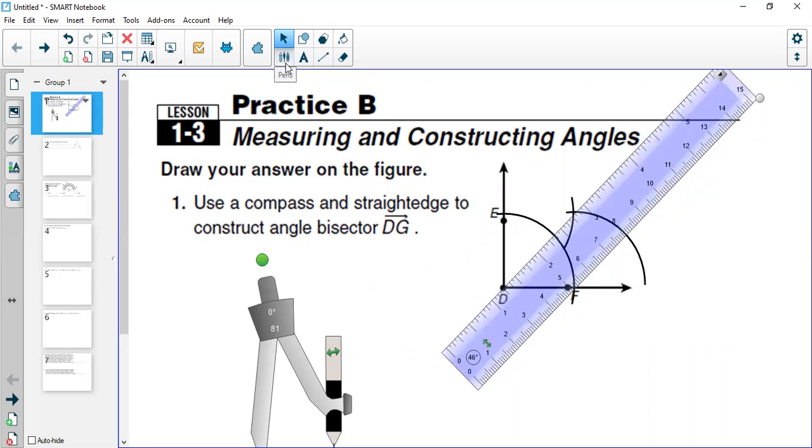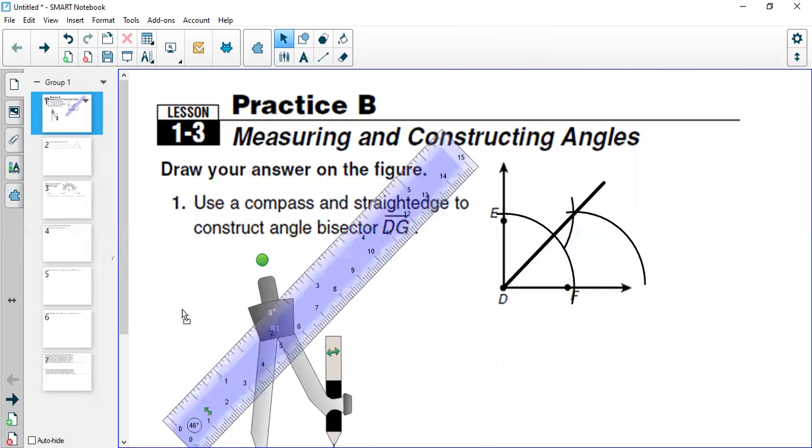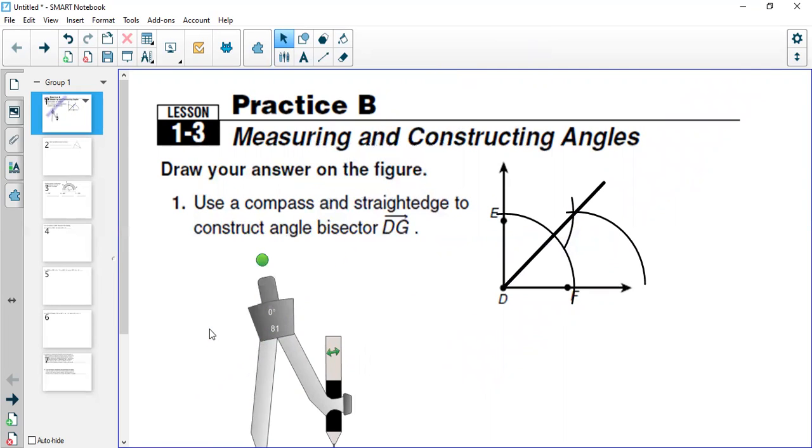So there you go, and you need to draw a line from the vertex through the point where both the arcs meet. You can extend it a bit, then move away your ruler. I don't need the ruler, so I'll delete it now. So D is here. You're going to name this point G. So this is going to be your angle bisector.